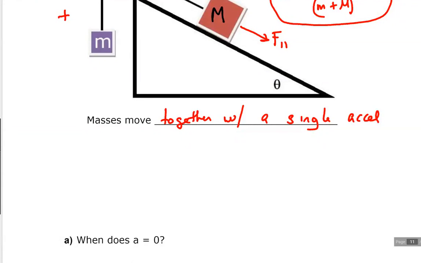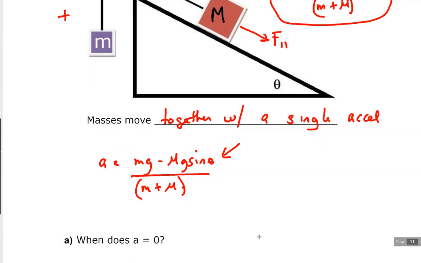Okay. When does the acceleration equal 0? So let's write the equation again: little mg minus big Mg sine theta, the parallel component. What does it accelerate? Both masses. So when does a equal 0? Well, a equals 0 when this numerator equals 0. When does that happen? When little mg is equal to big Mg sine theta, cross out the g's. So when little m equals big M sine theta, the acceleration will be 0.